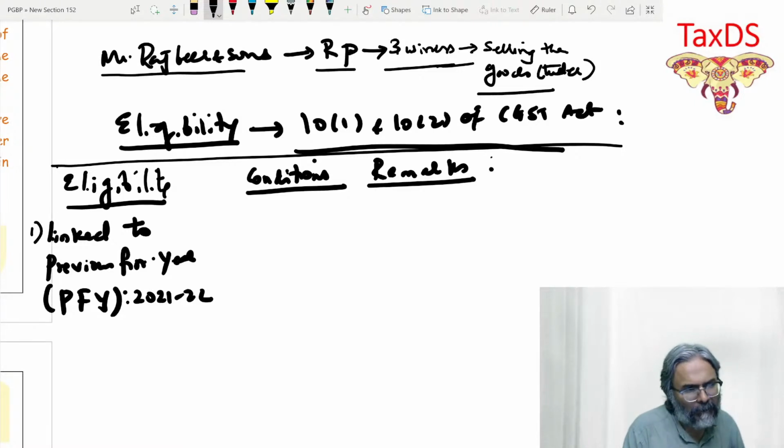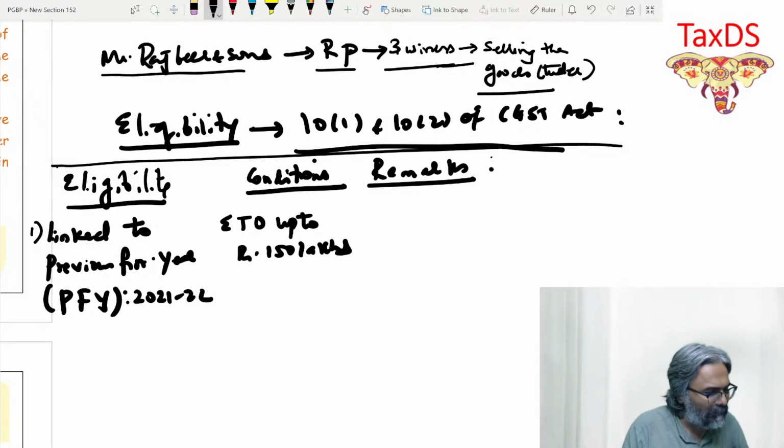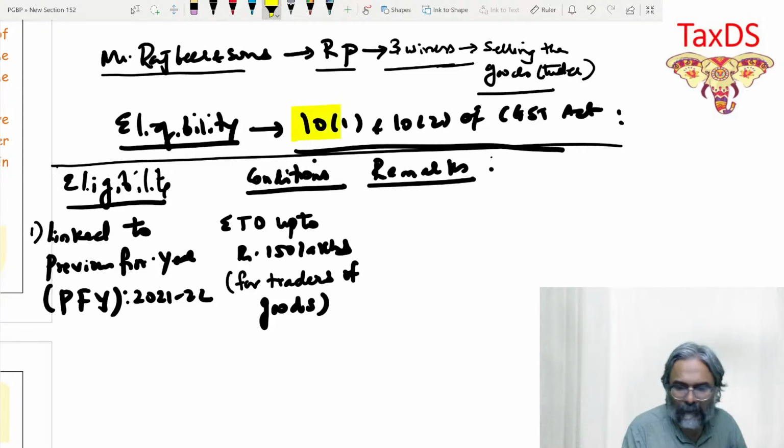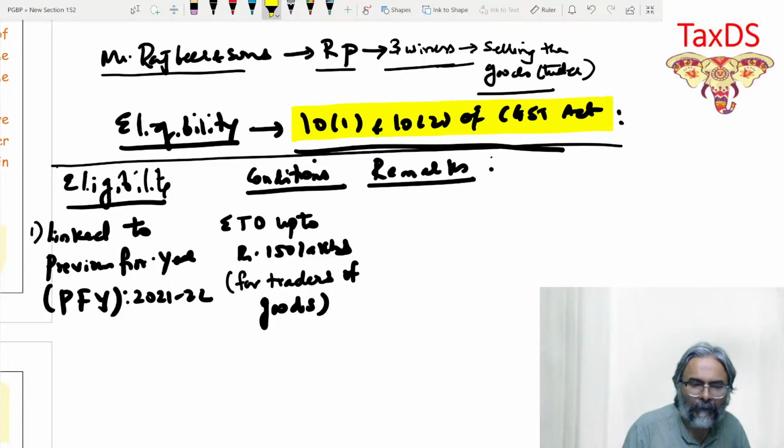Now, in the conditions part, students, the condition that you know, how much is that in this case? Aggregate turnover in the last financial year should be up to rupees 150 lakhs, students. In the bracket you'll write for the trader of goods. Please see, these are the important things that you have to keep on repeating. And already you have told this is under the scheme. Which scheme, students? 10(1) and 10(2) of the CGST Act. So now you are reproducing the limit below: aggregate turnover up to rupees 150 lakhs for trader of the goods.